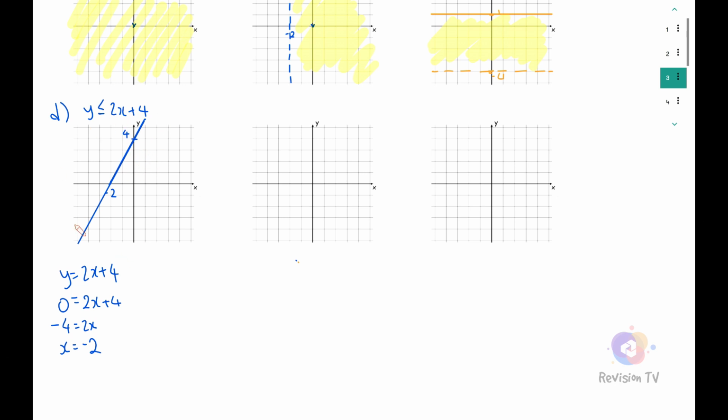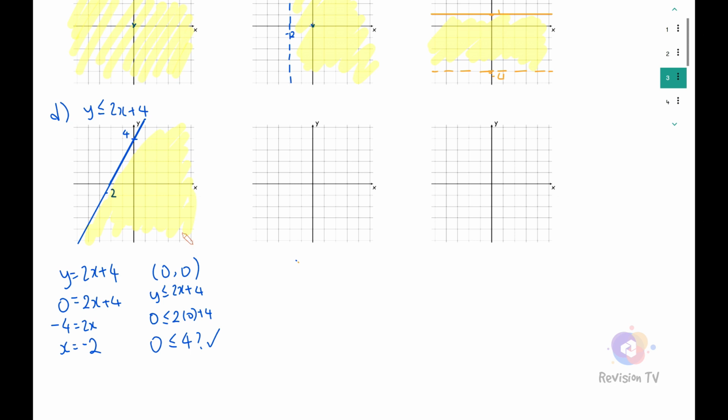Less than or equal to means a firm line. So next we'll choose a test point. Let's choose the test point 0, 0. So y less than or equal to 2x plus 4. If I put 0 and 0 in there, 0 is less than or equal to 2 times 0 plus 4. 0 less than or equal to 4. Is that true? It is correct. 0 is indeed less than or equal to 4. Then we can shade the part that contains the point 0, 0. So that's going to be this side.